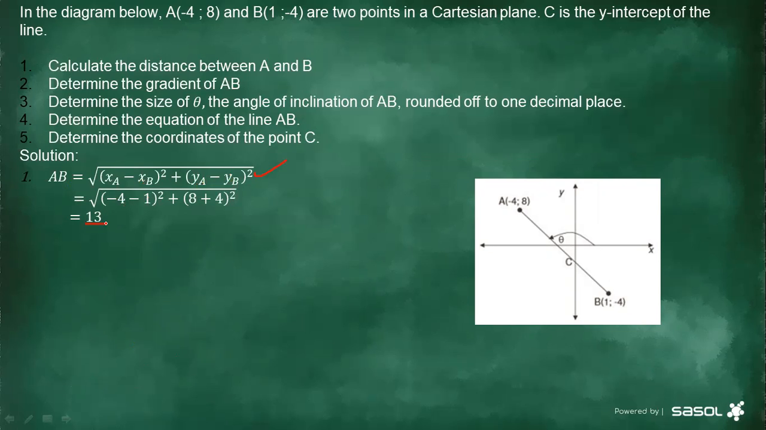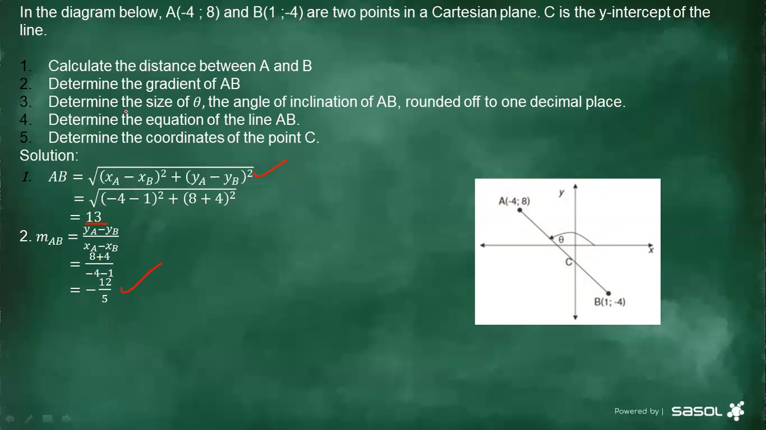And then number 2, determine the gradient of AB. Now let's determine the gradient. Make sure that you take the correct formula for the gradient, and then you must substitute correctly. Now remember this one is 8 minus 4. Hence we are having positive there. And then from there our answer is negative 12 over 5.